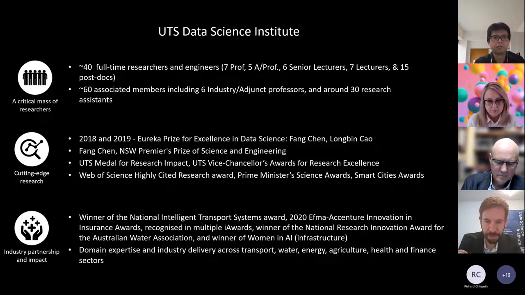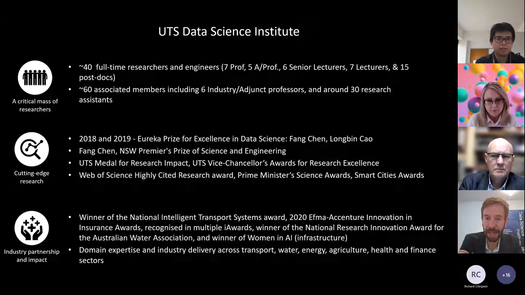And I guess what comes out from that is that those awards are industry focused. So they're not data science awards, they're awards of delivering impact out into the real world and specifically in those spaces. And a big part of our team is delivering domain expertise that, yes, includes data science and data innovation, but also comes with expertise in transport, water, energy, ag, health, finance, and more. So it's something I'm really proud of, is that the group knows how to take those data science innovations and deploy them in practical ways with our domain partners.